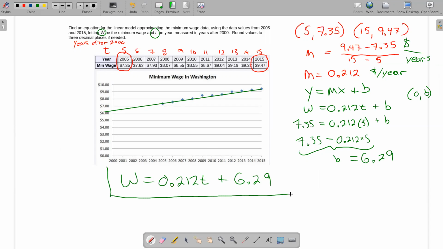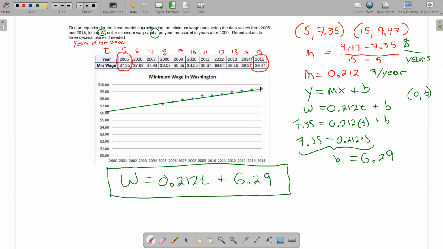So that's our model for minimum wage. Now, when can I use that? Well, my data is only from 2005 to 2015, so this is definitely a model for those years. Can I use that model to ask what the minimum wage might have been back in 2000? Yes and no. I don't actually have that data, so this is just a guess.